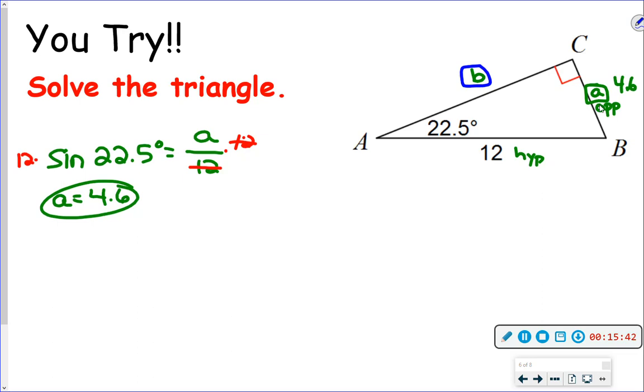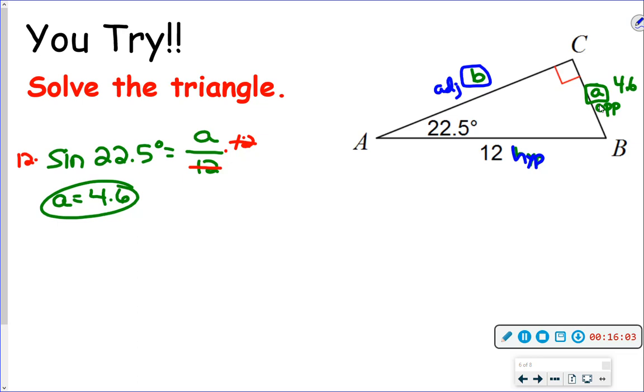You have a choice. I could do another trig ratio because B, of course, is next to my angle, so my adjacent side. And obviously you've got your hypotenuse still. Or, this is the or, you could do the Pythagorean theorem: side squared plus side squared equals hypotenuse squared. Don't care, you'll get the same thing.